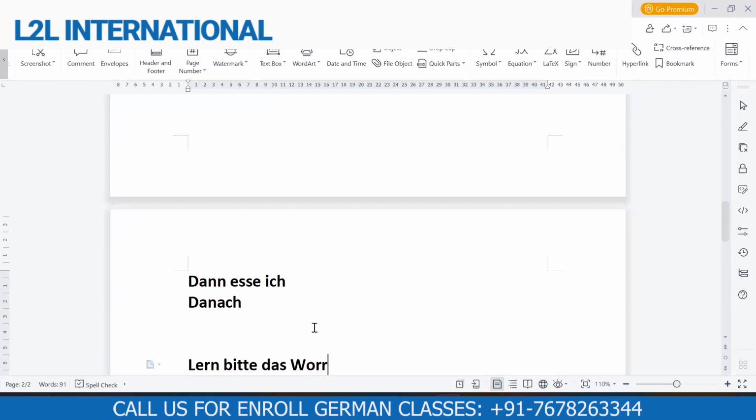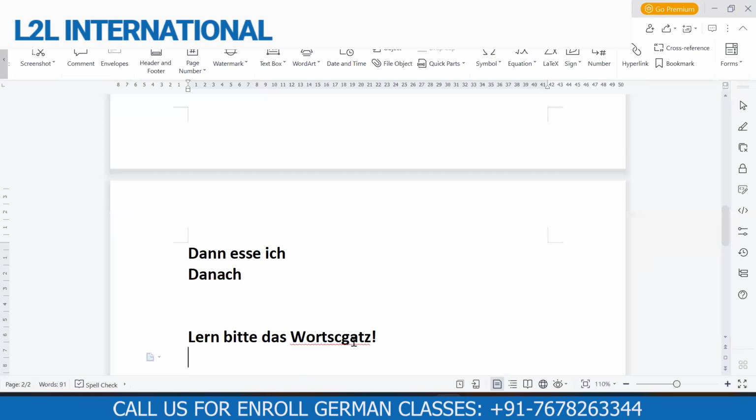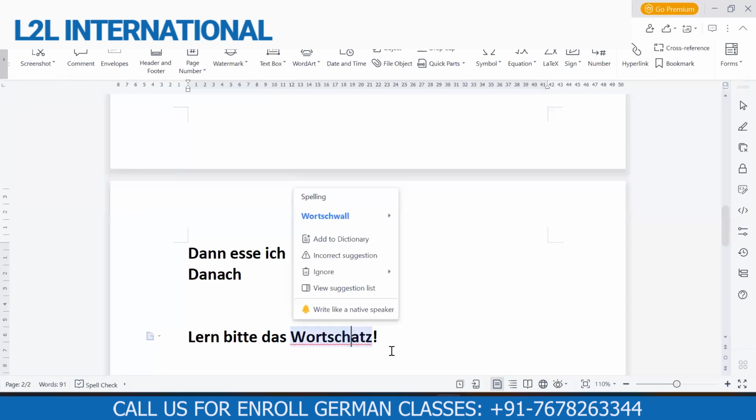Vocabulary को Wortschatz कहते हैं जर्मन में. So lern bitte das Wortschatz and it will be like a hyphen. The imperative sentences always ends with this exclamation mark, remember. So how did I make lern?